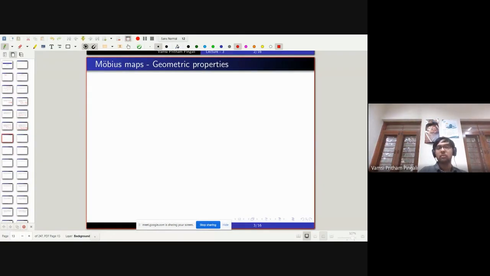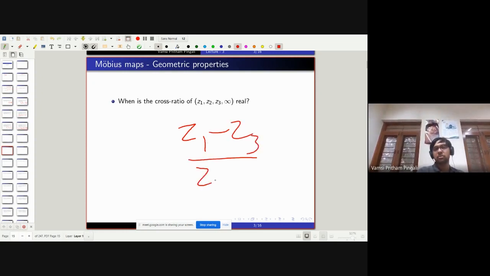Okay, so Mobius maps have one more geometric property. The cross ratio of 4 points is a complex number. In general, it's not a real number. But the question is, when is this cross ratio real? One of those points can be taken to be infinity because that makes our job much simpler, because the formula for the cross ratio if Z4 is infinity is a very simple formula, namely this.